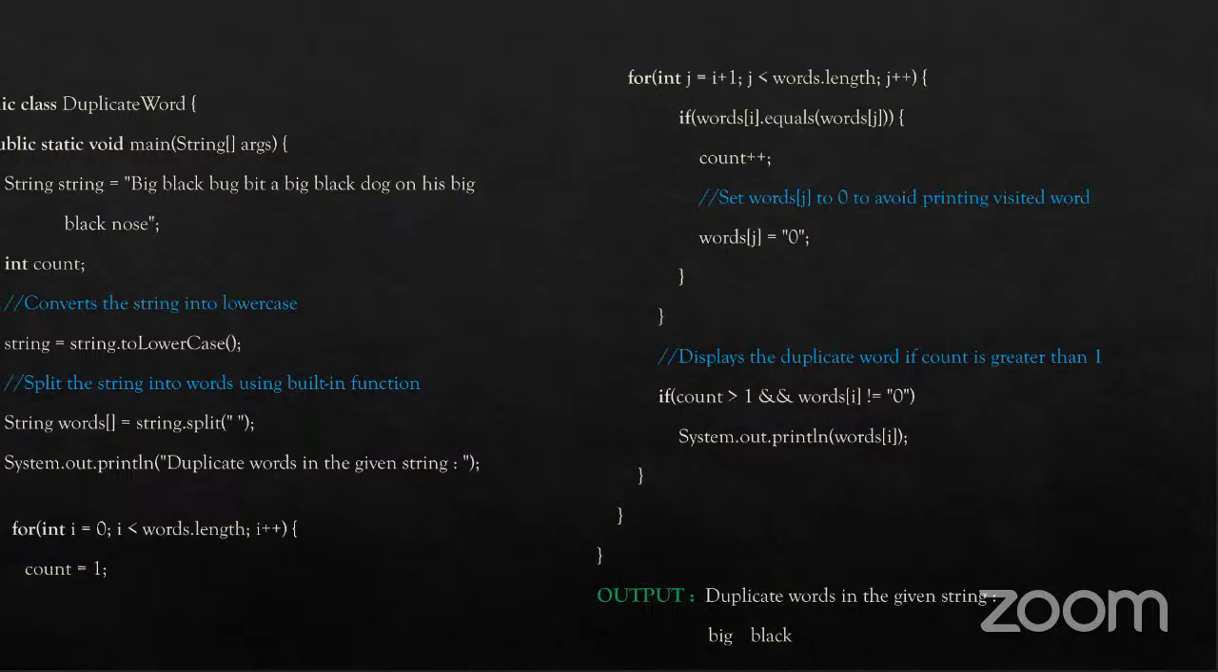Okay, equals means it is also case sensitive, so we need to consider that when using the equals method. If in two words one character is an uppercase letter, it will return false. If the words are equal, we increment the count and set words of j as 0, just to avoid the already visited word. That is what is done inside this loop.